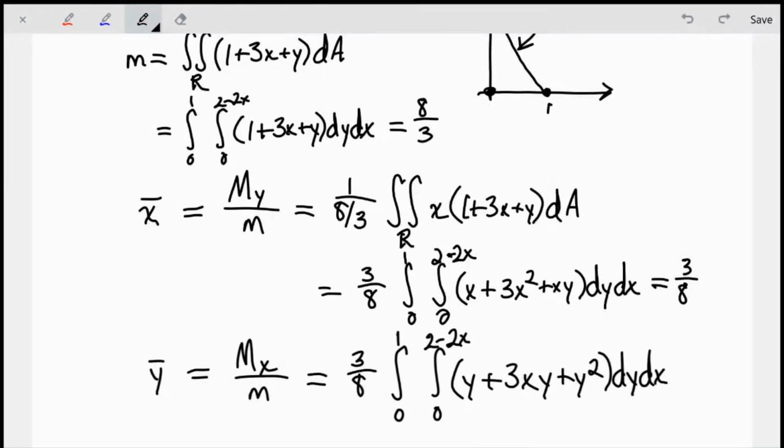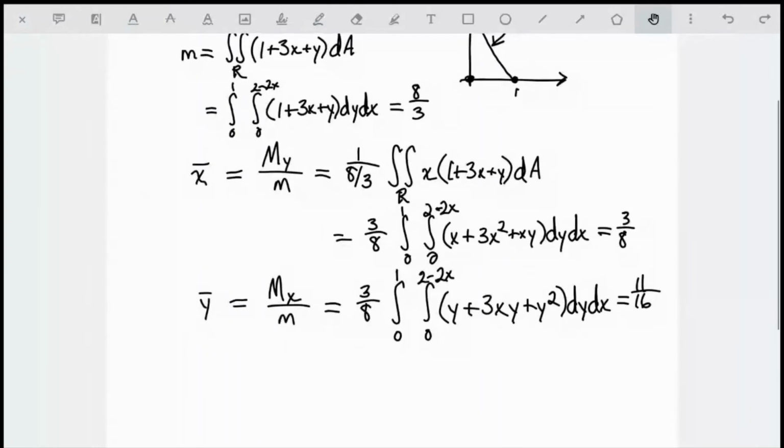And when I solve that whole thing out, I'm going to get 11/16. So now I've got my center of mass of this object. It would be at the point when x is at 3/8 and y is 11/16. So that's how I would give my center of mass, is just 3/8, 11/16. So remember, that's just a coordinate on my graph.